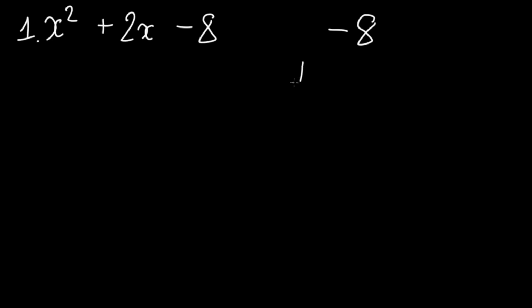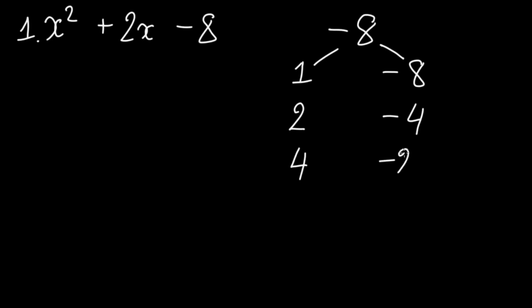So we write out 1 times negative 8. You see, 1 times negative 8, you get negative 8. And then 2 times negative 4, you get negative 8. And then 4 times negative 2, you get negative 8. And then 8 times negative 1, you get negative 8, right? So we need to choose between these sets, which one is the one we are looking for, right?